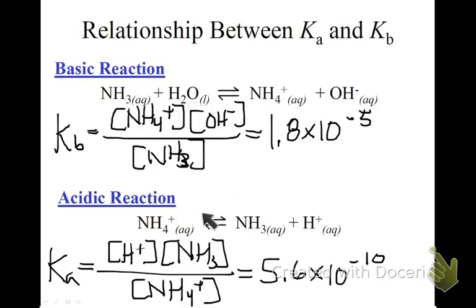These do both have the same molecule in them, NH4+, so there is a relationship between these two values, and that's what we're going to take a look at here. So the relationship between Ka and Kb. To do this, let's actually take Ka and multiply it by Kb. So we're going to multiply Ka and Kb.